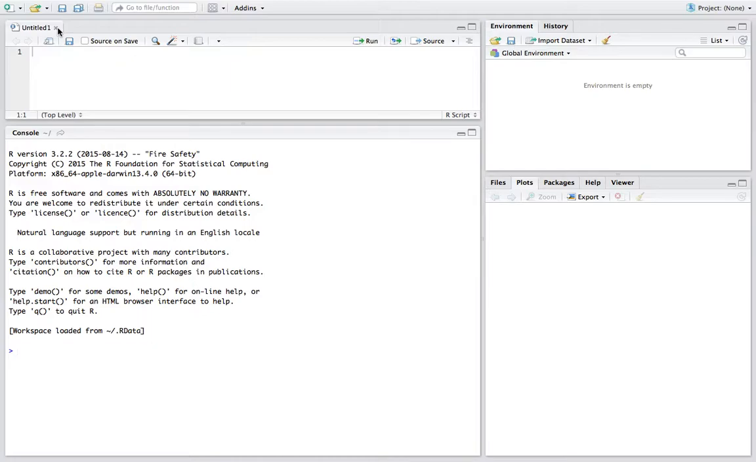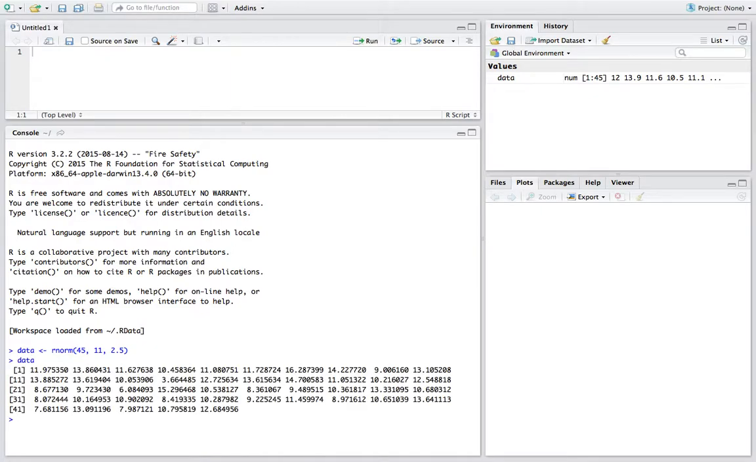So let's look at an example in RStudio. We'll call a random sample of data from the normal distribution using the rnorm command as seen in other videos. Again, this command takes 3 parameters: the number of data points, which we'll say is 45 in this case, the true mean, 11, and the population standard deviation, 2.5. You can see that gives us a data set of 45 data points, hopefully centered around 11 with a standard deviation of 2.5.